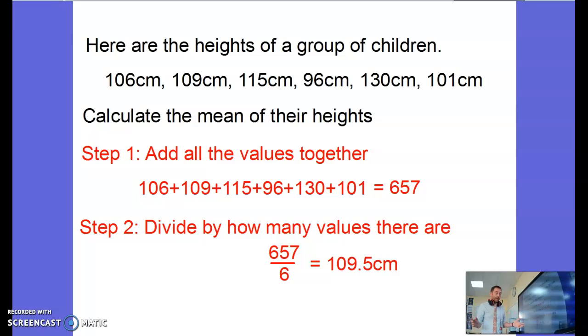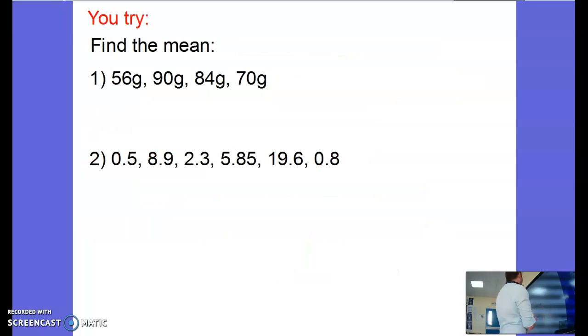Add all the values together, press equals, and then divide by how many values there are. Count the number of items you've got, divide by that. Okay, here's 2 for you to try. Pause the video, have a go at these, and then I'll show you the answers, and you can see if you got them right. So pause now.